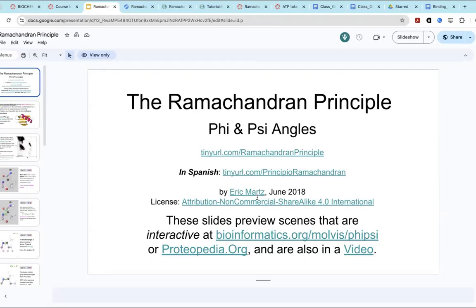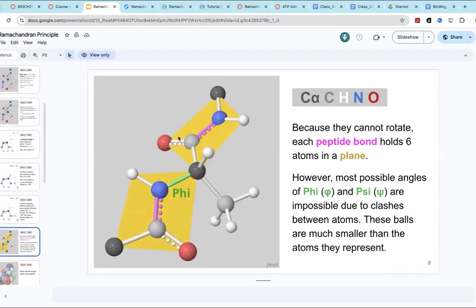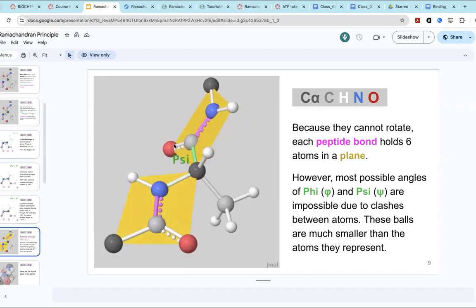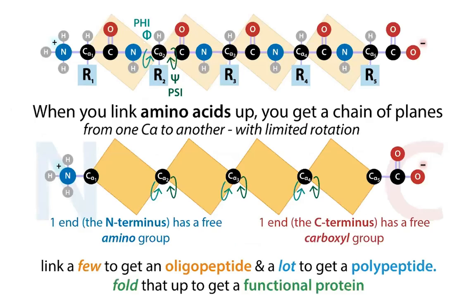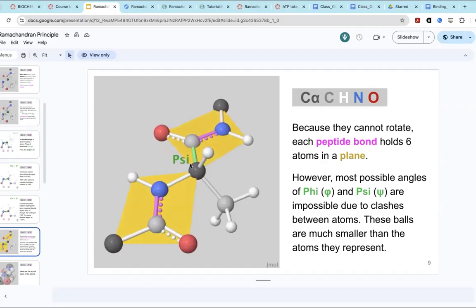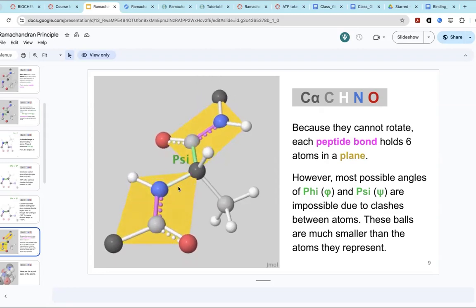So I love this tutorial from Eric Martz, and there's an interactive version of it too that you can go and walk through. You cannot rotate around the atoms involved in that peptide bond because you have resonance between this nitrogen, carbon, and oxygen. This is going to restrict the motion to the places around the alpha carbons when those amino acids are in a chain. You can think about there being a plane from alpha carbon to alpha carbon. So here's a plane from this alpha carbon to here, and another plane from this alpha carbon to here.